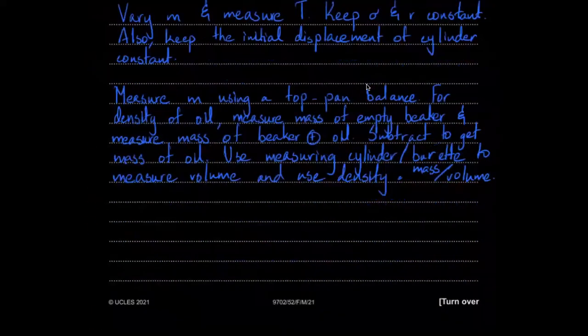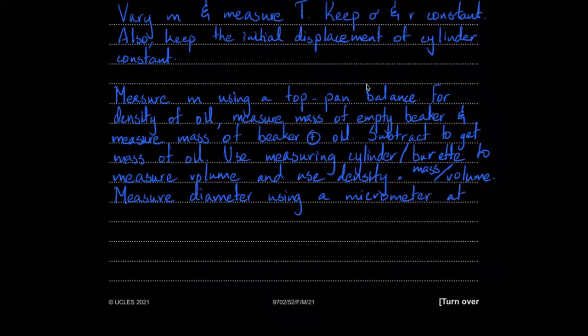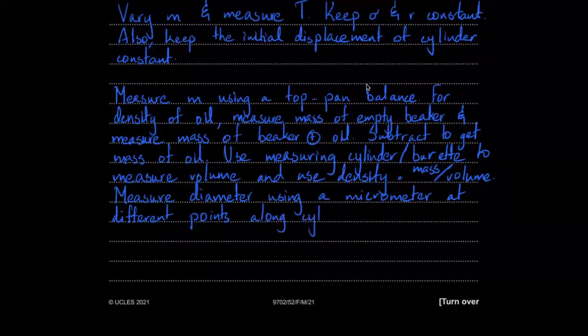So measure diameter using a micrometer at different points along the cylinder, and average. And then to go to the radius, you would say R would be average diameter upon 2, right? So this is done.